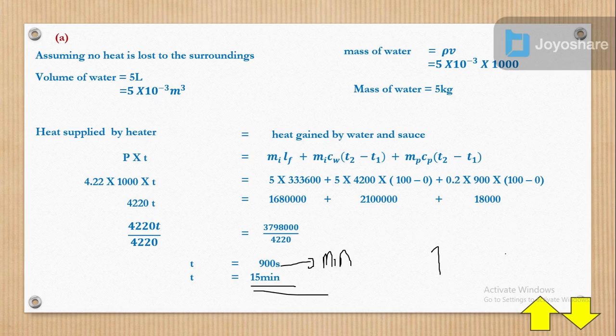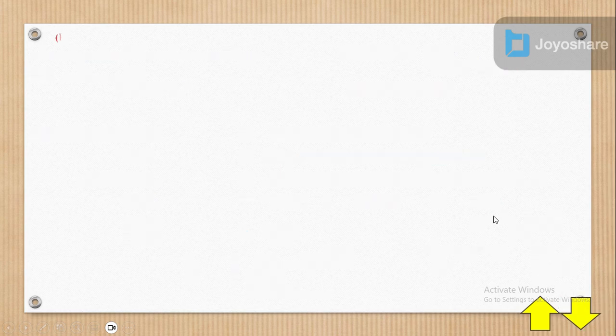Remember, she started at 7 and she has to arrive at work at 7:20. So I think 15 minutes is okay, because she will arrive at 7:15, which is some good time of arrival. Let's proceed and see. So she took 15 minutes boiling the water. Let's go and see part B.